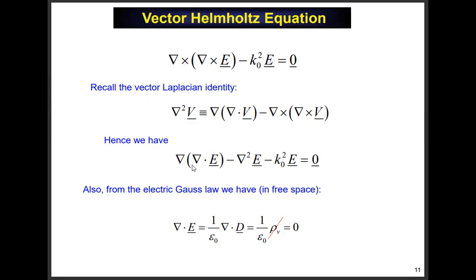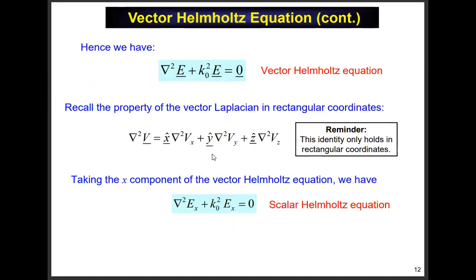Now, I don't know if that's making any progress. I mean, does this thing right here look any easier than this? I'm not sure. Probably not. In fact, maybe it's worse. But notice this: I have divergence of E. D is epsilon E, so divergence of E is 1 over epsilon 0 divergence of D. But the electric Gauss law says divergence of D is charge density. But there is none. We're in vacuum. So this term goes away, and I just have this. It's called the vector Helmholtz equation.